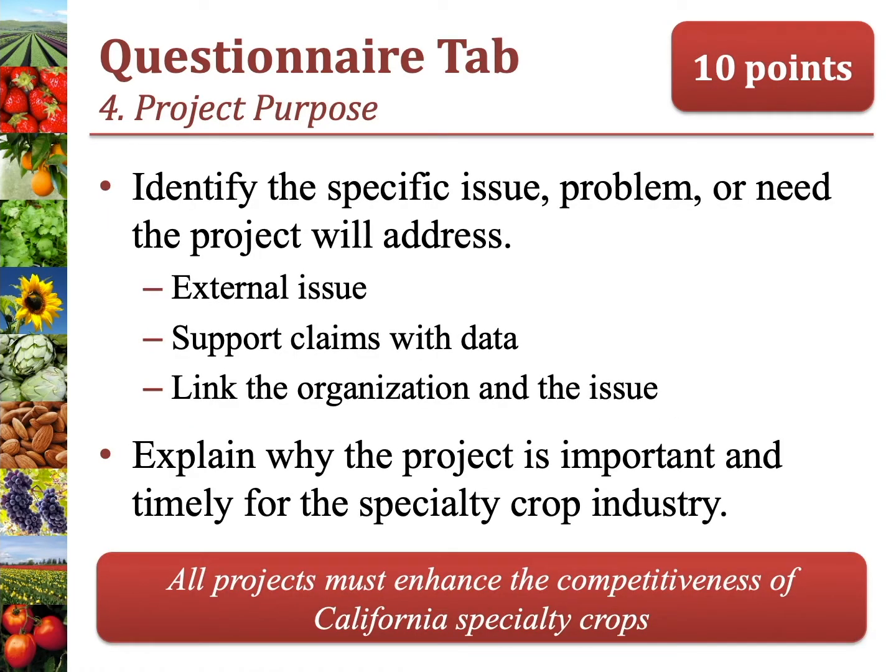Section 4 looks at the project purpose. This will be where you describe how your project answers the question, is the project a priority for the specialty crop industry? There will be 2 text boxes provided for this question. In the first text box, thoroughly explain the issue, problem, or need of the specialty crop industry that your project will address. Be sure to discuss this in relation to the funding category and program priorities you have identified.